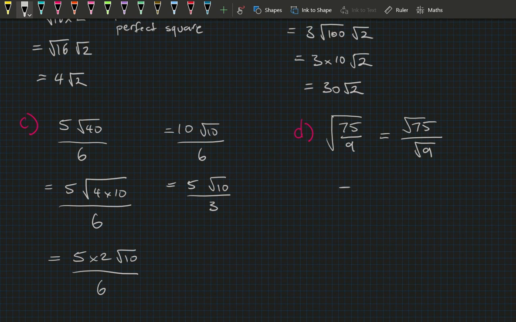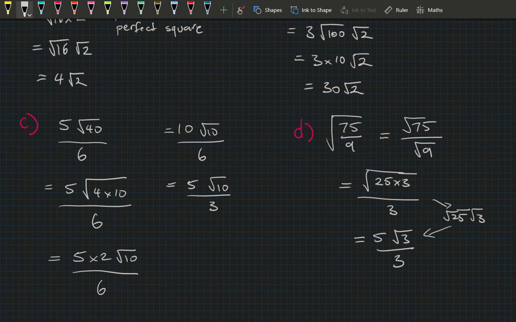All right, so that's now equal to the square root of 25 times 3 on 3, because the square root of 9 is 3. And then the square root of 25 is 5, so I can just quickly throw that at the front now. So that's equal to 5 times the square root of 3 on 3. I'll just write because the square root of 25 times 3 is equal to the square root of 25 times the square root of 3. And that's as simple as we can get that.